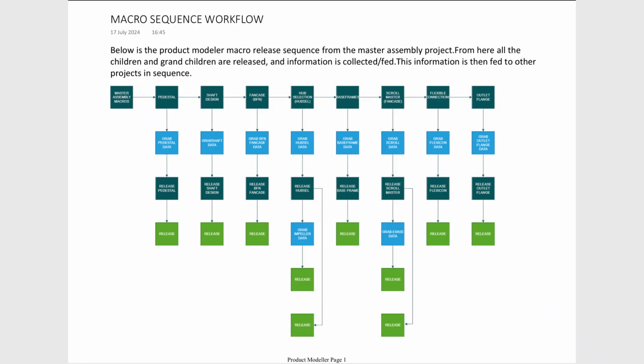When the release button is pressed on the form, it activates the release macro, which sends all the specifications from the parent project to all the child projects. Information is then fed back and forth from these projects in sequence, so that information can be processed and calculated, and then the child projects are released.